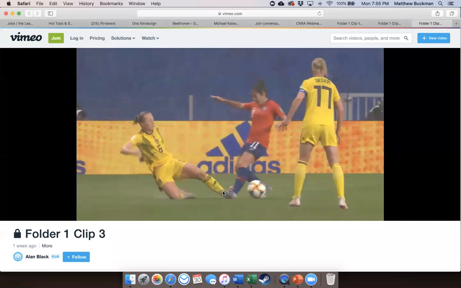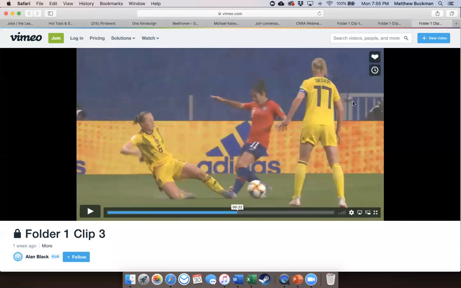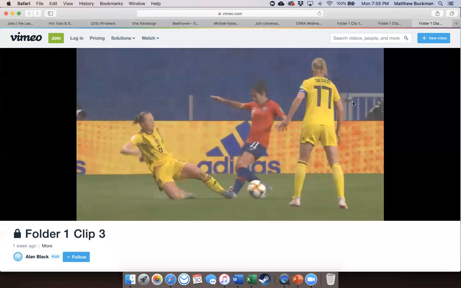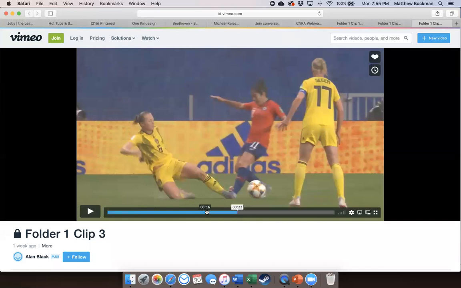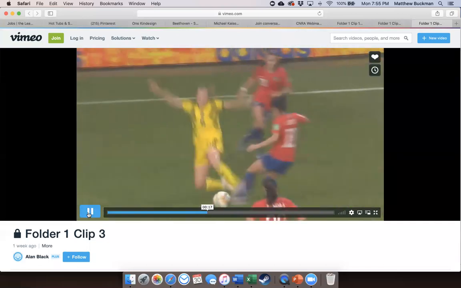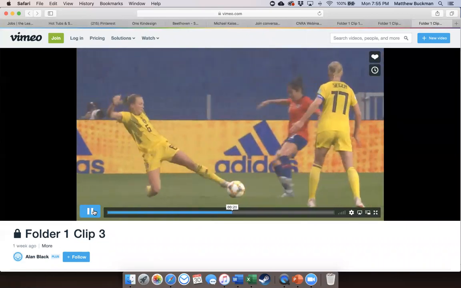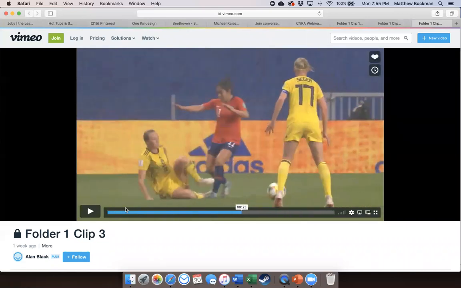So we have a comment here: since most of us don't have VAR, this would be really hard to decide. No, actually it's not. I got this right on my first try without looking at the replay. And again, it's because I have studied a lot of clips. If you study a lot of clips, what your eyes will immediately see is the leg is bent. When she makes the contact and when the contact ends, her leg is bent.